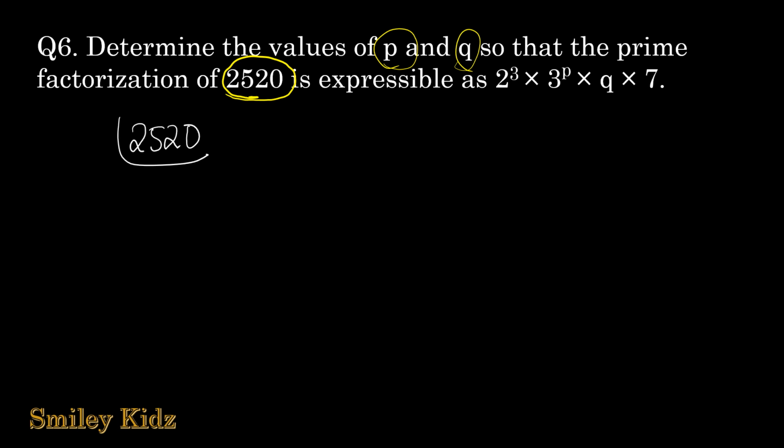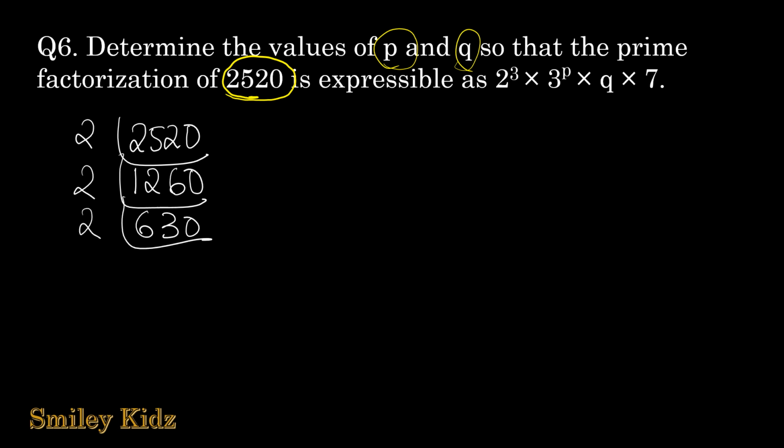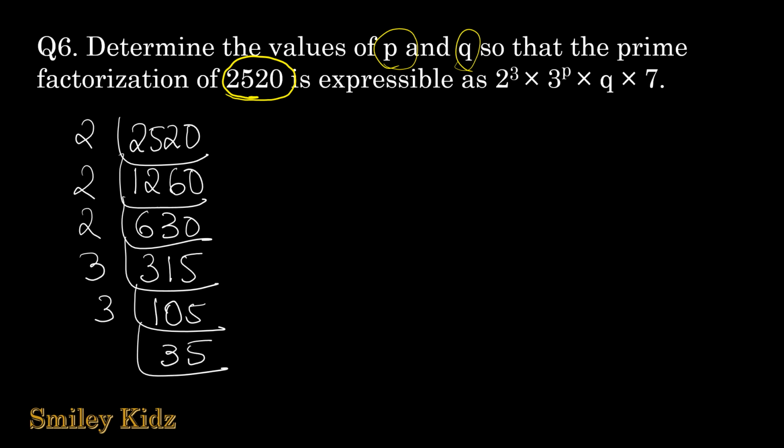2520: 2 times 1260. 2 times 630. 2 times 315. Then 3 times 105. Then 3 times 35, right? Now 5 times 7 and 7 times 1.